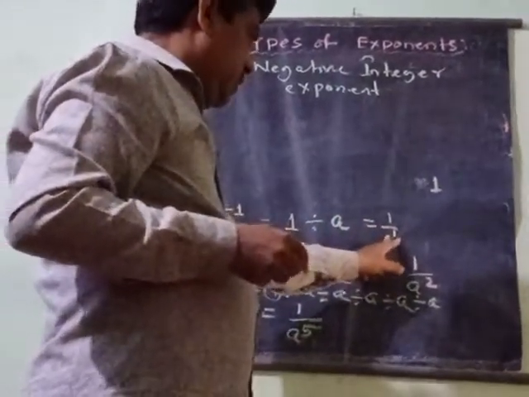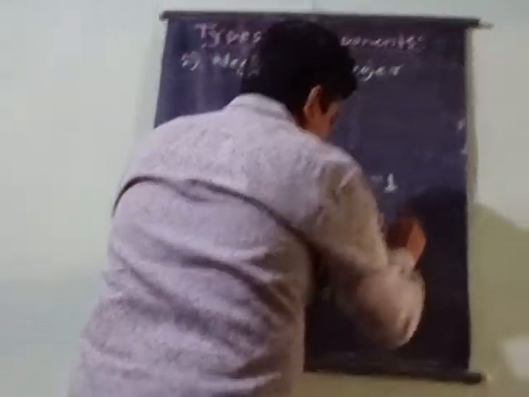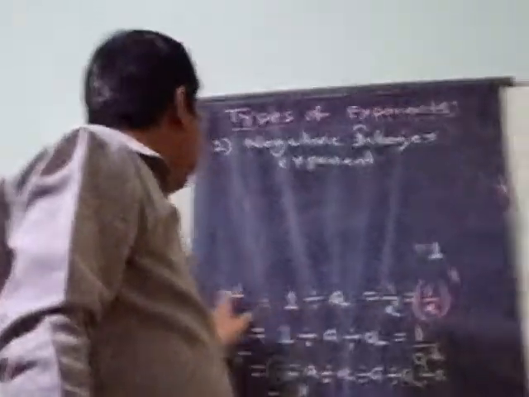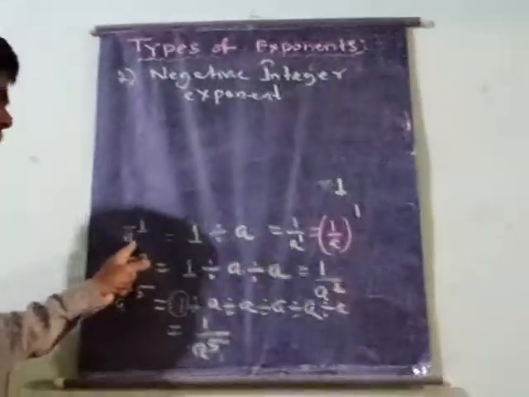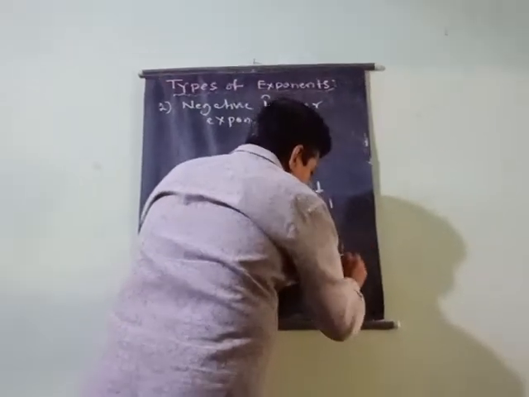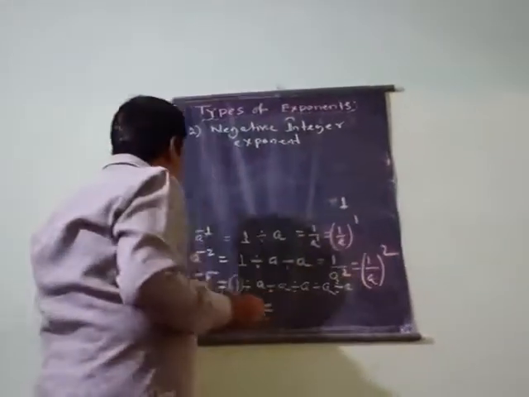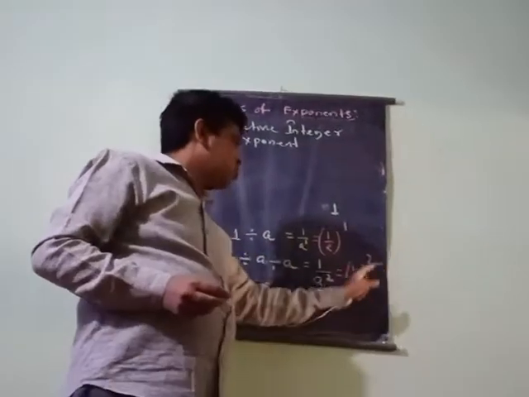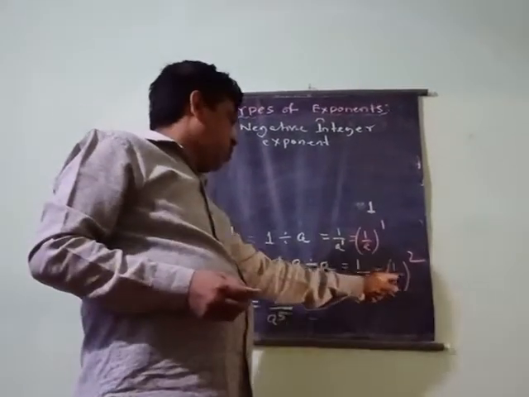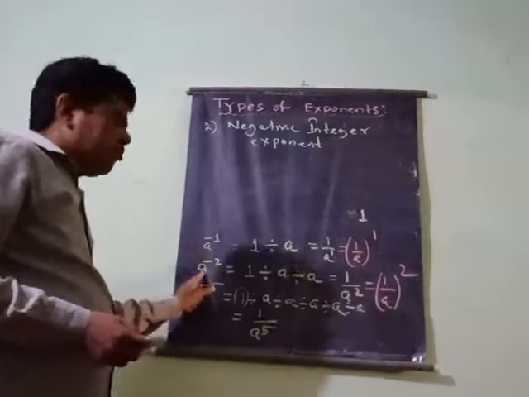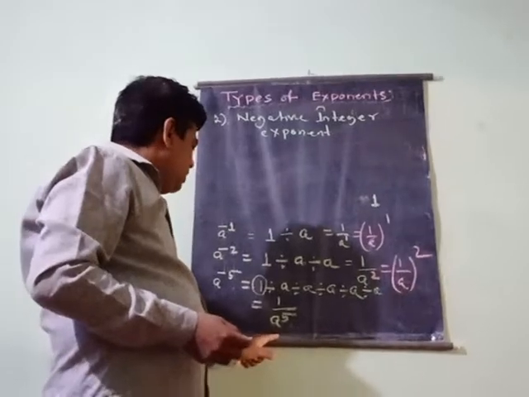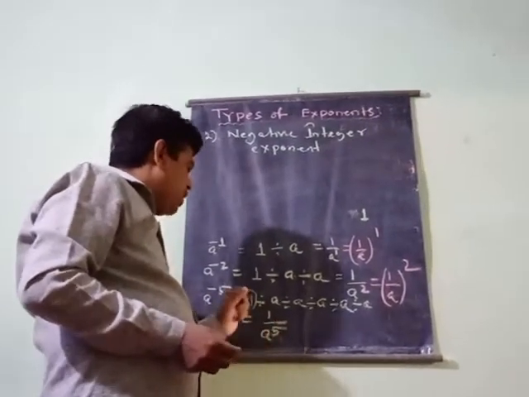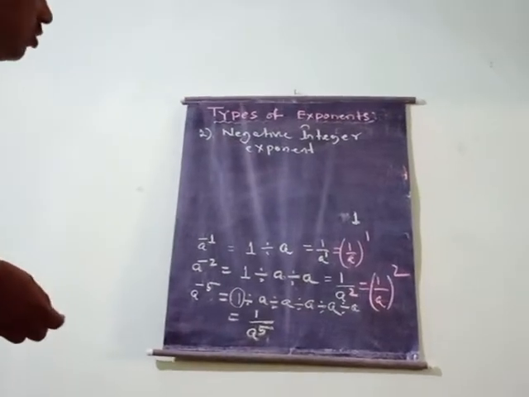So it is a positive exponent because it is 1 upon a to the power 1. So the reciprocal of a negative exponent, the reciprocal of a positive exponent, is also defined as a negative exponent. We can write 1 divided by a whole to the power 2. So the reciprocal of a to the power minus 2 is 1 upon a whole square. It means the reciprocal of a positive exponent is also a negative exponent, and vice versa. Similarly, 1 upon a to the power 5: the reciprocal of a to the power minus 5 is 1 upon a to the power 5.